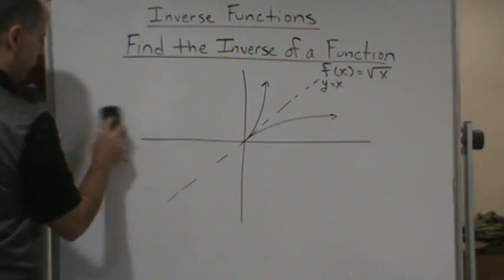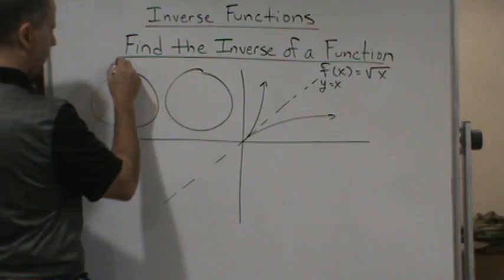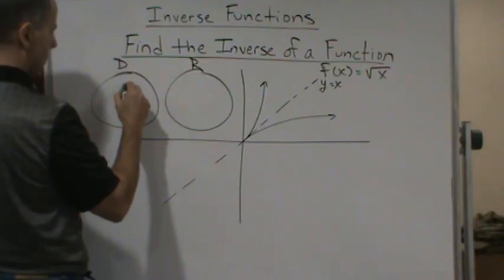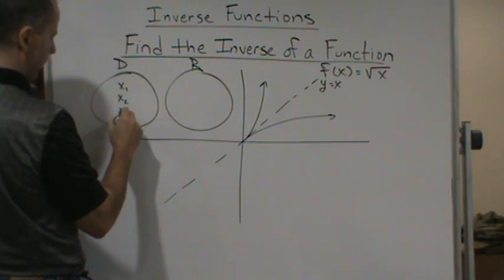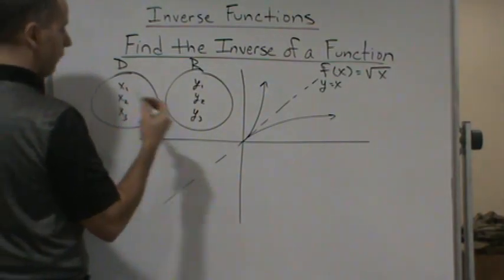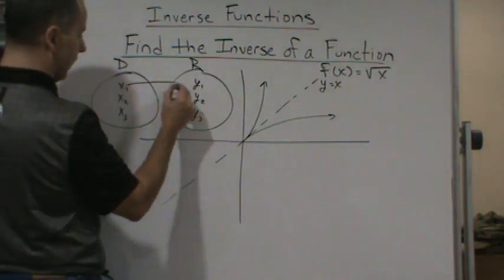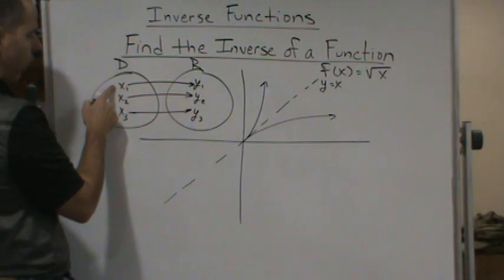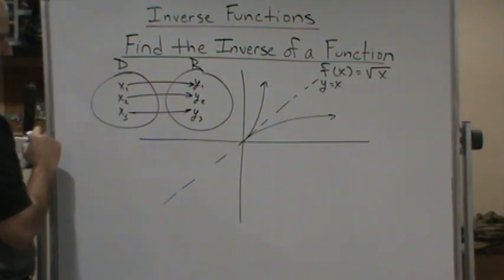And so another way to kind of picture it, if we have a one-to-one function, let's say something like this, where we have the domain and we have the range, and f of x takes values from, let's say, x1, x2, x3 to y1, y2, and y3. Remember, to have an inverse, you have to have a one-to-one function. So one-to-one functions always look like this, where exactly one value in the domain maps to exactly one value in the range.